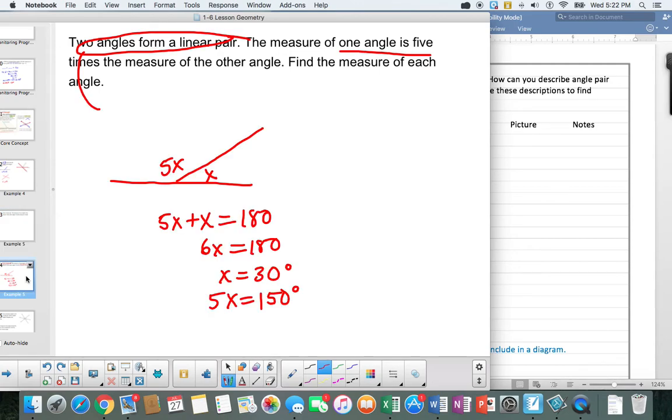Here is the answer. Linear pair, I drew a picture. I have one angle that's bigger, 5 times bigger than the other, and I knew that those 2 angles are going to have to add up to 180 because that is a straight angle.